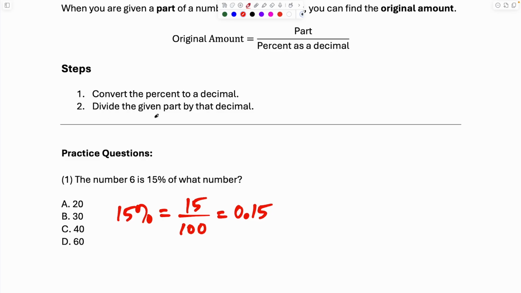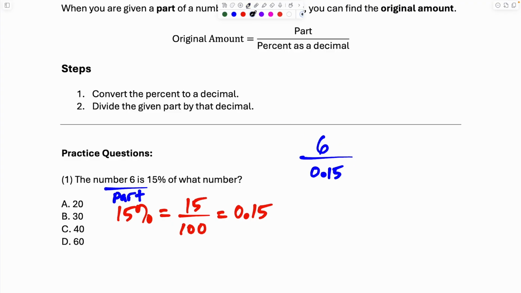And now we divide the given part by that decimal. The part that we have is the number 6. This represents, over here in blue, the part, and we're going to divide this by the decimal. So we're going to take 6 and divide by 0.15.